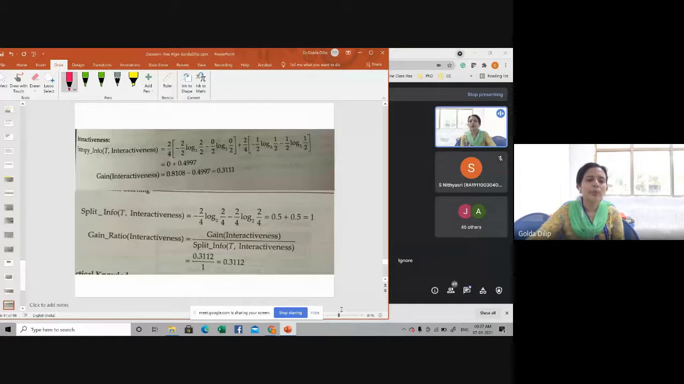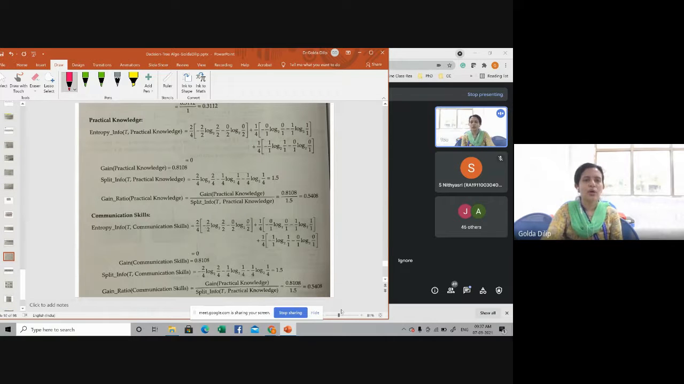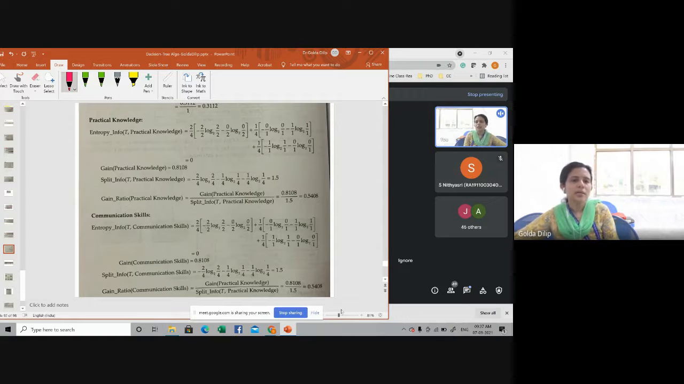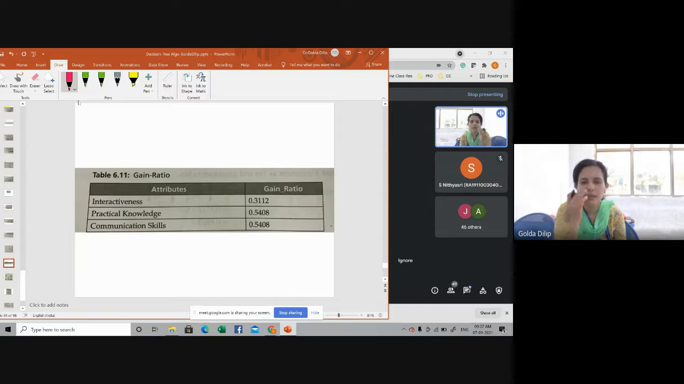You compute the gain ratio for interactiveness using the same procedure. Compute the entropy, the information gain, the split information, then compute the ratio of it, which gives you the gain ratio. Then the next are practical knowledge and communication skills. These are the 3 attributes to be considered now. Finally we get this table. So now what do we do?